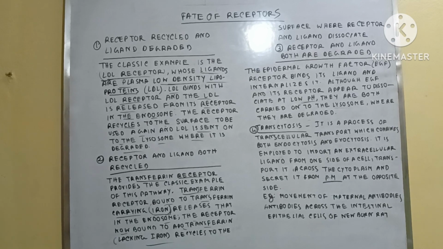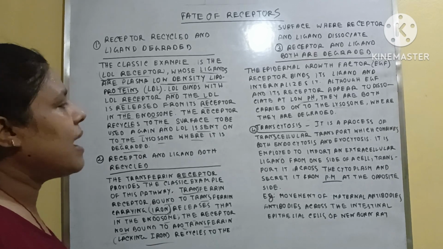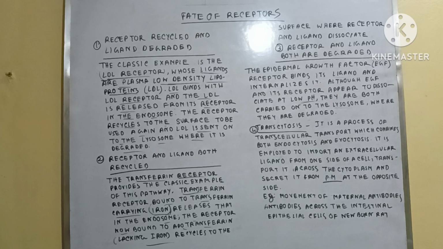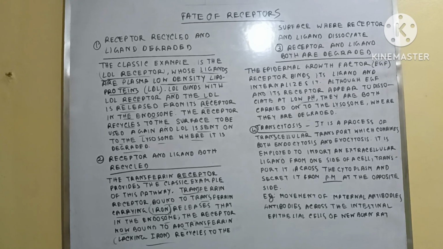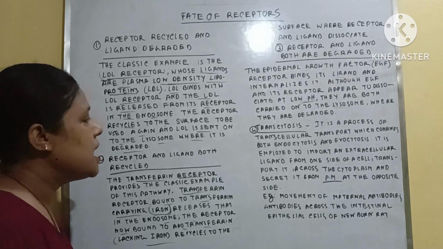Number 4, that is transcytosis. What is happening in transcytosis? It is a process of transcellular transport which combines both endocytosis and exocytosis, and it is employed to import an extracellular ligand from one side of a cell, transport it across the cytoplasm and secrete it from the plasma membrane at the opposite side. What is being said here?